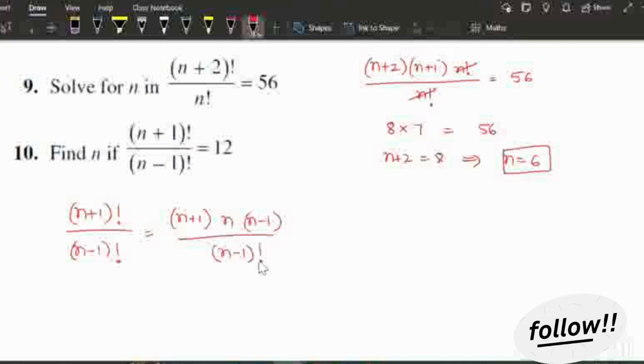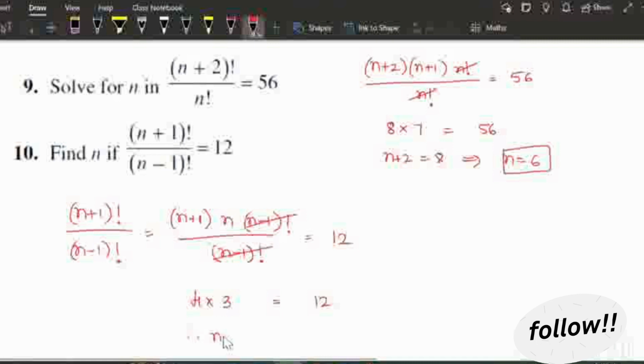So we will stop further expansion, write a factorial there and cancel these two, and this is equal to 12. Again here, n plus 1 and n have just one value difference. So you know that 3 4s are 12, and the bigger number you need to write first. 4 into 3 is 12. So it means n plus 1 is 4, or directly you can write n as 3.